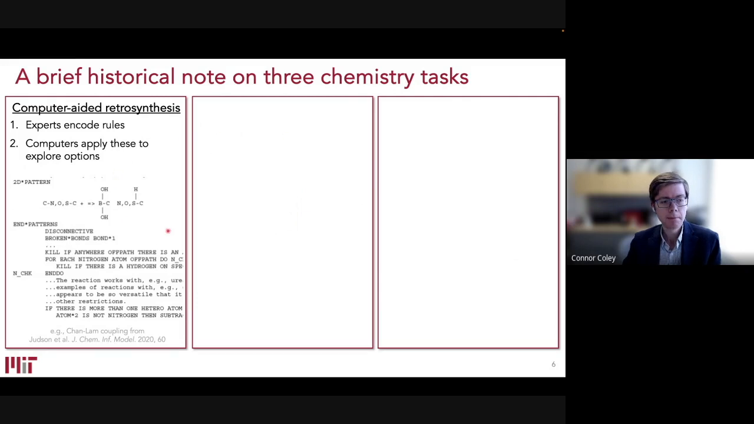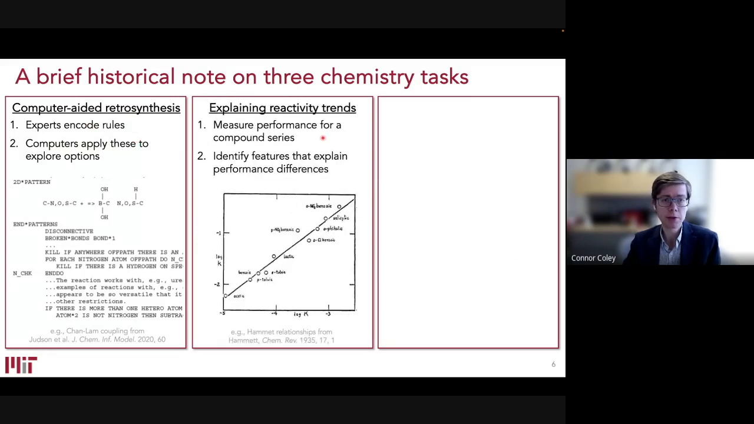So back, starting in the late 1950s, 1960s, folks were building computer programs to help with the process of retrosynthetic analysis and coming up with recipes of how to make new molecular structures. The early days of this followed the early days of chess playing programs where maybe experts encoded rules, heuristics, and knowledge, and then computers would apply those rules algorithmically to explore the combinatorial space of options. And we'll define this task of retrosynthetic analysis more concretely soon.